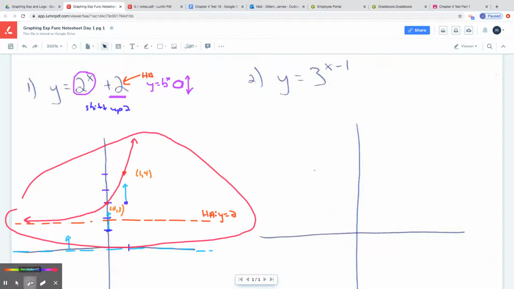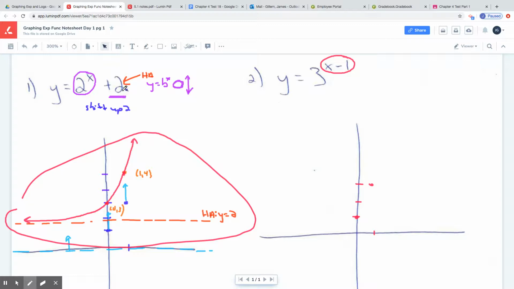Now the difference with this one is we don't have a 2 there, we have a 3. It doesn't make a difference. If it's y equals 3 to the x, the only difference would be it's at 0, 1, and instead of 1, 2, it's at 1, 3. Our graph would just go up a little bit quicker. Now, how is the 3 to the x minus 1 going to affect our graph?